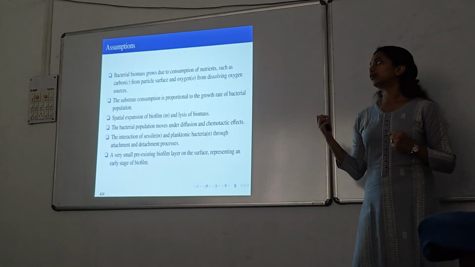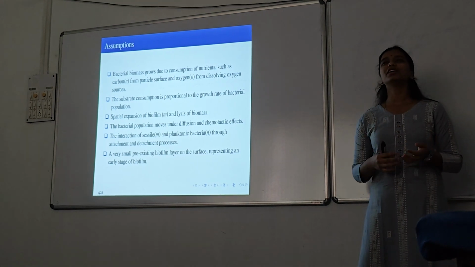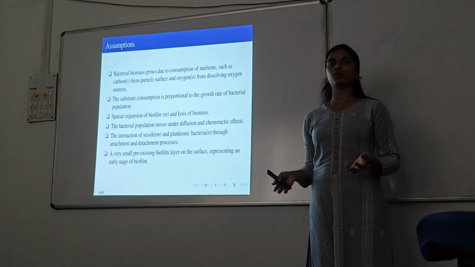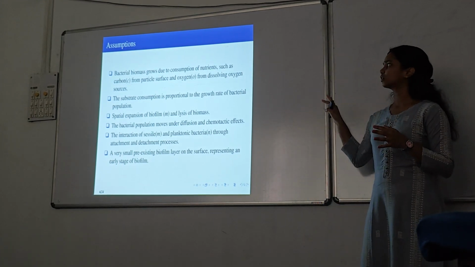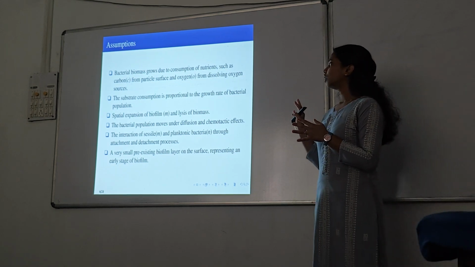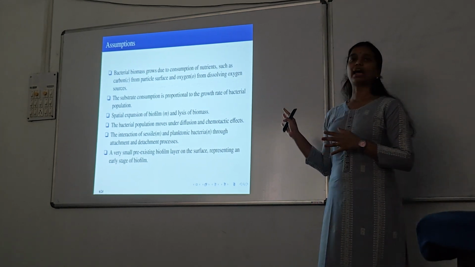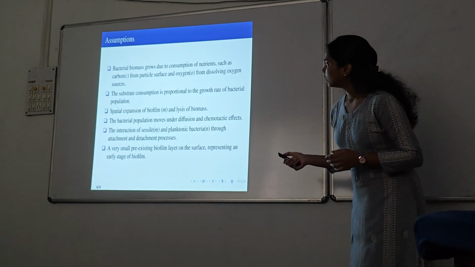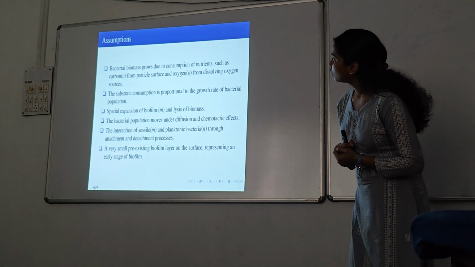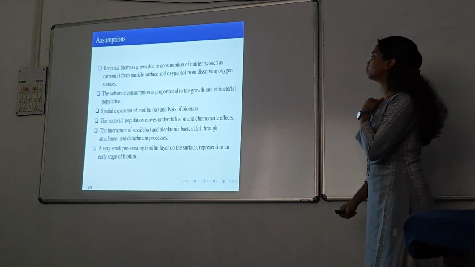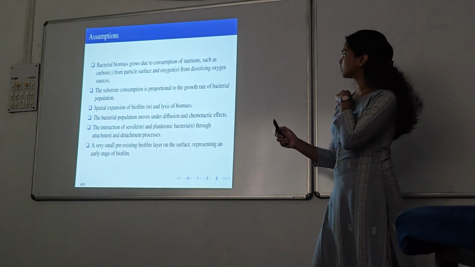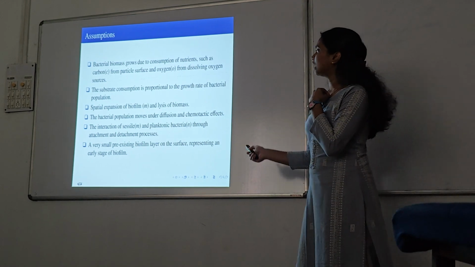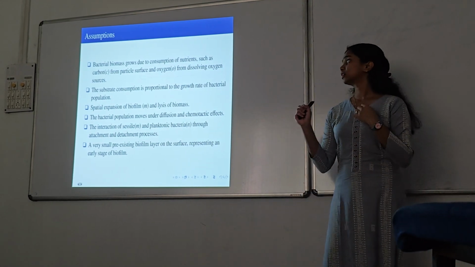The biofilm dispersal could happen because of mechanical washout, any turbulence in the ocean. Those are the things that fall under the lysis of the biomass. Okay. So the fourth one is that the bacterial population moves under diffusion and chemotactic effects that I mentioned. The interaction is also mentioned. Okay. So the last one, but not the least.